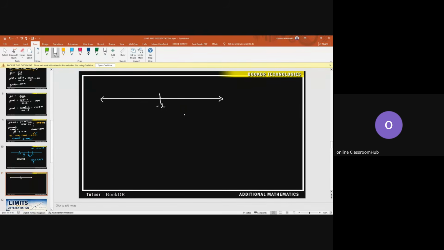So we have -2 here, and this is our number line. Some values that are on the right-hand side of -2 include -1.9, -1.99. We want numbers very close to the -2. -1.999, -1.9999. Let's use only these four numbers. And the function is g of x is equal to x squared minus 2 over x plus 2.